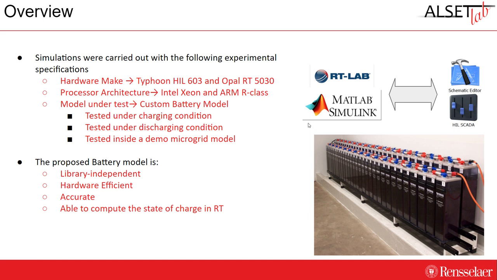In this overview slide, we will introduce the differences between the two hardware architectures. As shown, one of them uses Intel processors, one of them uses ARM R-class processors, one of them utilizes RTLab, one of them utilizes HIL SCADA and Typhoon schematic editor. And our model under test was the custom battery model. It was tested under charging condition, under discharging condition, and it was also tested inside a demo microgrid model.